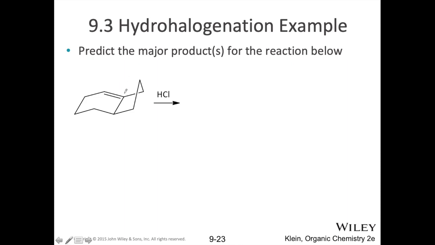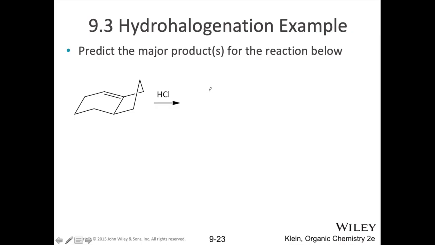Now your chlorine's going to add to either side of it, and as a result, you're going to get two different products. Accordingly, your chlorine's going to be either axial or equatorial here, and accordingly, it's going to force this bridge of your bicyclic compound up or down. Something to keep in mind just from a 3D perspective.